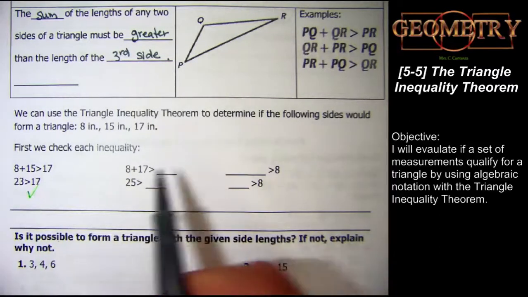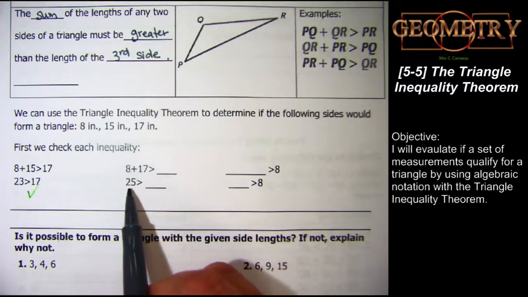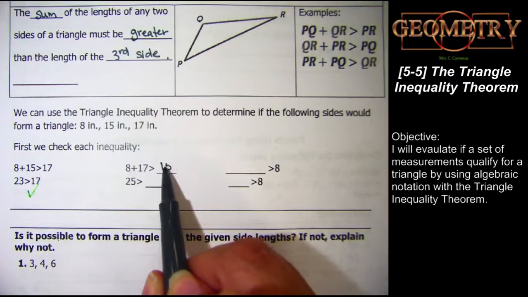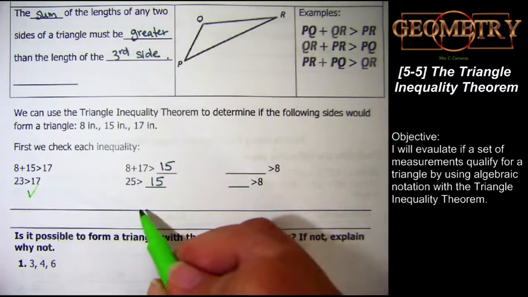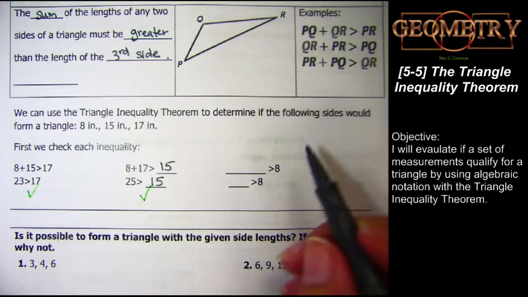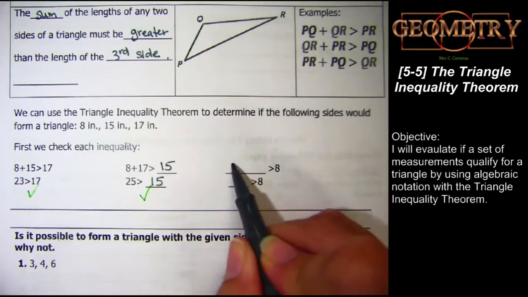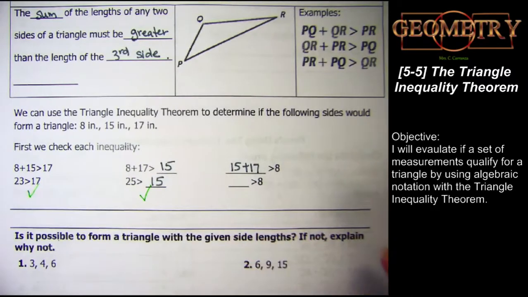Let's do it again, but let's pick two different sides. 8 plus 17 is 25. That means that we're comparing it to the side length of 15. Is that true? Yes, so far so good. We need to do it one more time. We're going to compare the 15 plus 17 to 8.